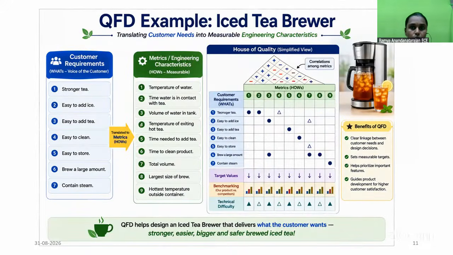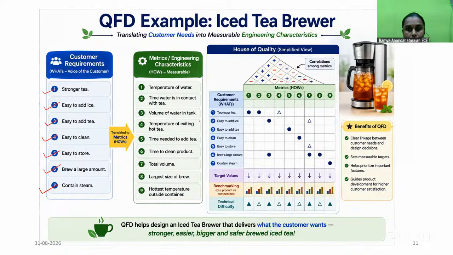Let's say that we want to design an iced tea brewer, that is we want to make iced tea. So first we list all the customer requirements. Let's say the customer wants a stronger tea, then he wants easier provision for adding ice, then he wants an easy way to add the tea to it, then it should be easy to clean, easy to store, and he wants to make a large amount of tea, then it must contain steam. These are the customer requirements.